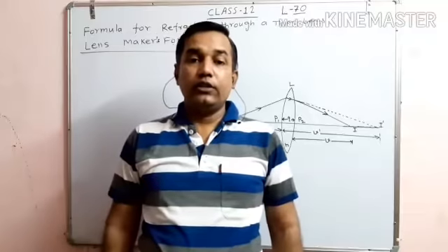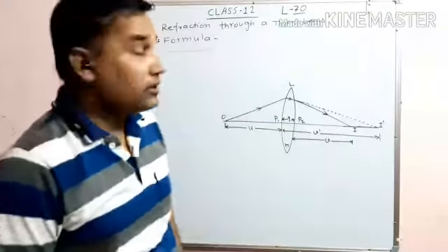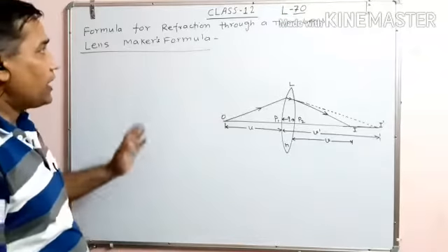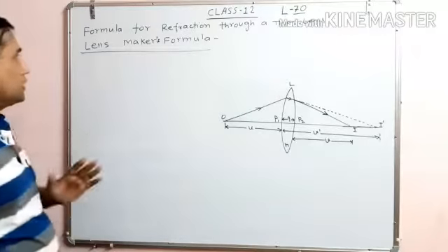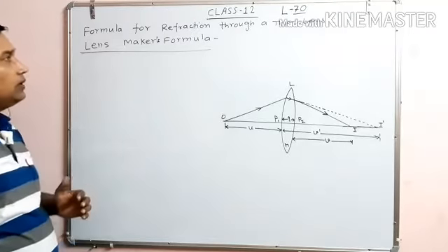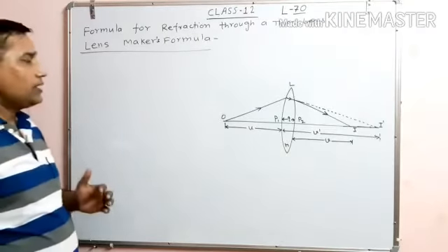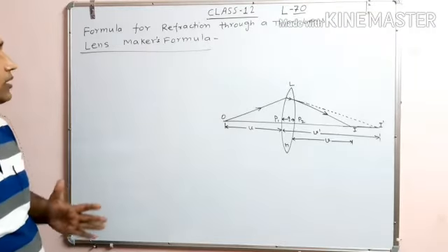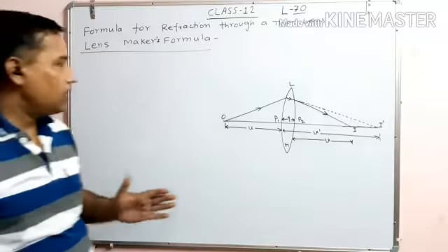Dear students, today I discuss the chapter lens. From this chapter, today I discuss the formula for refraction through a thin lens. That is called the lens maker's formula. The very important formula. Last class I discussed the refraction of the lens and some other properties, and today we discuss the lens maker's formula.